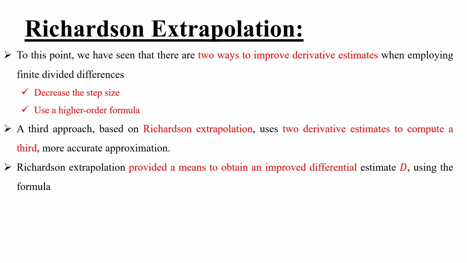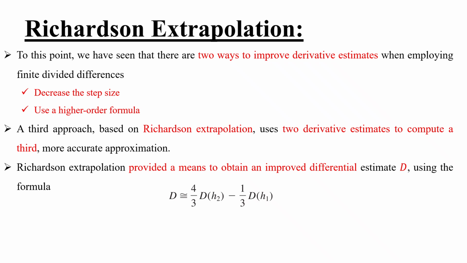Actually the idea is that this provides the means to obtain an improved derivative estimate. D is for difference, okay, using the formula. So what is this difference? This is actually the central difference. So D represents the central difference formula. Remember that. Now we come up with this formulation.